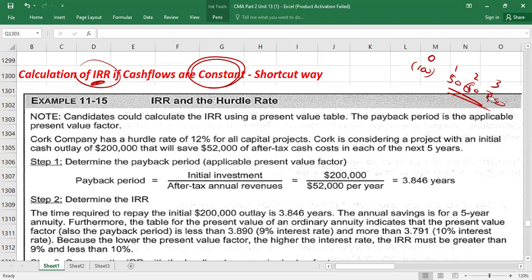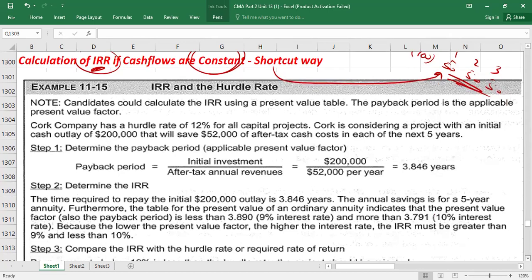If cash flows are constant, let's assume 50, 50, 50, again you can follow the first way which I told you. Find positive NPV, then negative NPV, and then apply the IRR formula to find out IRR. But we have a shortcut way for this scenario also. Okay, what is the shortcut way? Very simple. How to find the IRR?